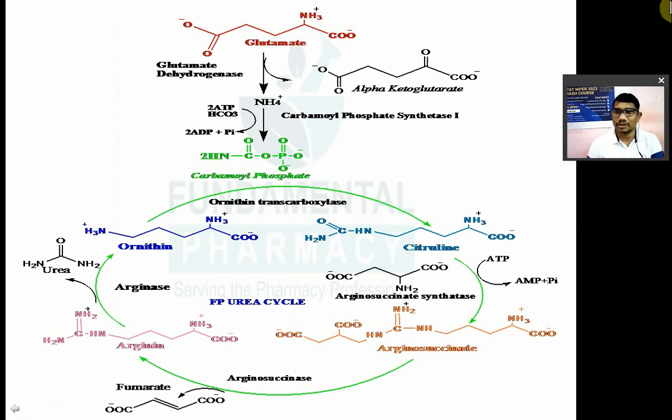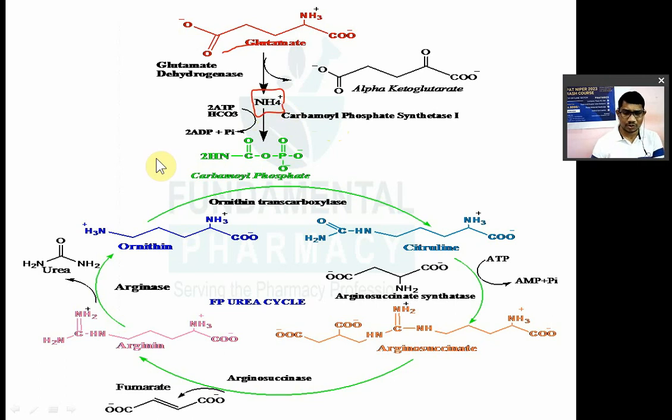Now what is urea cycle? You can see over here. Glutamate or glutamic acid is there. There is a removal of ammonia from this glutamic acid by deamination in the liver. Now this ammonia can be utilized for different purposes.